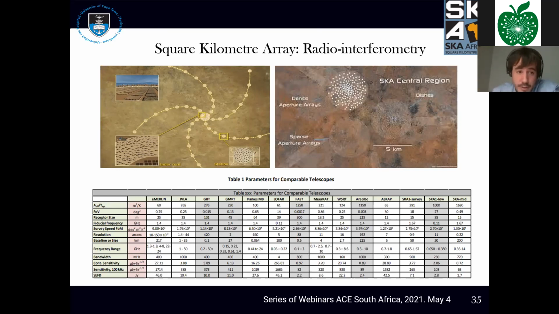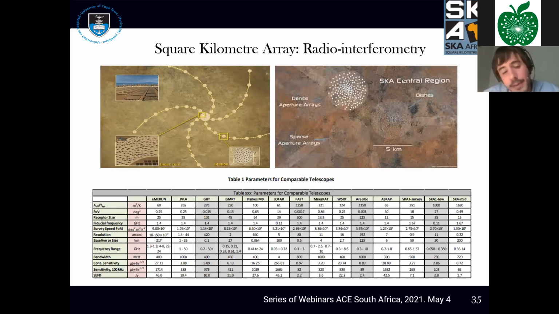It's going to be better. So the resolution depends on the diameter of your telescope. Of course, there's going to be a limit when you build your telescope. There's a limit for the diameter of your dish. You cannot build a dish as large as you want.